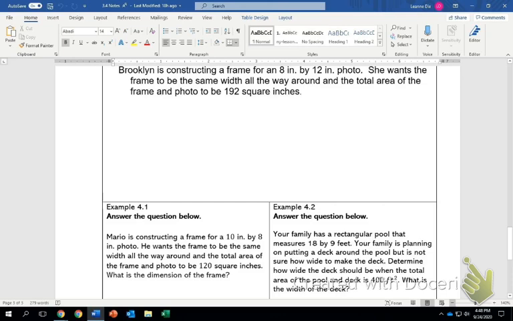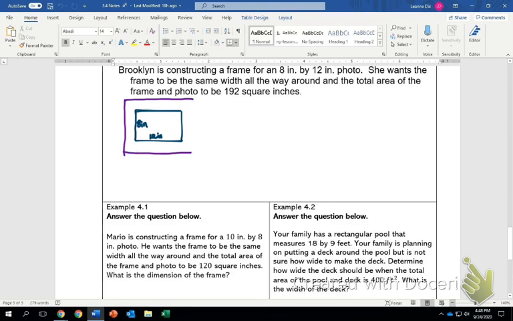So here's a really easy scenario that could possibly occur. We have Brooklyn constructing a frame for an 8-inch by 12-inch photo, and she wants the frame to be the same width all the way around, and the total area of the frame and photo to be 192 square inches. So I'm a visual person, so I'm going to go ahead and draw my picture. Straighten up a little bit, but it's going to be an 8-inch by 12-inch. Sorry, I'm a perfectionist sometimes. Okay, so here's my photo.